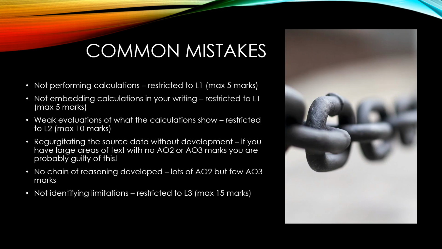Not identifying the limitations, that's going to pull you down to level 3, a maximum of 15 marks, even if you do everything else brilliantly. If you haven't pointed out any missing information, limitations to the data, then that's going to restrict you. And then not giving clear justified advice, again, that's going to pull you down to level 1, maximum of 5 marks. So don't be that student. Make sure you don't run out of time and that you give some clear justified advice.